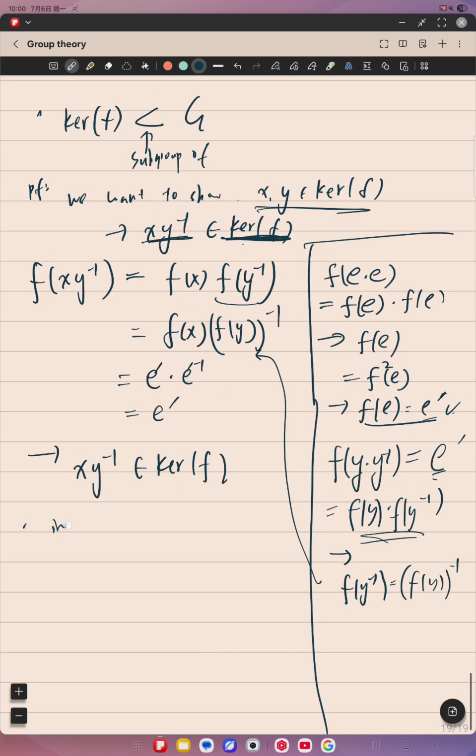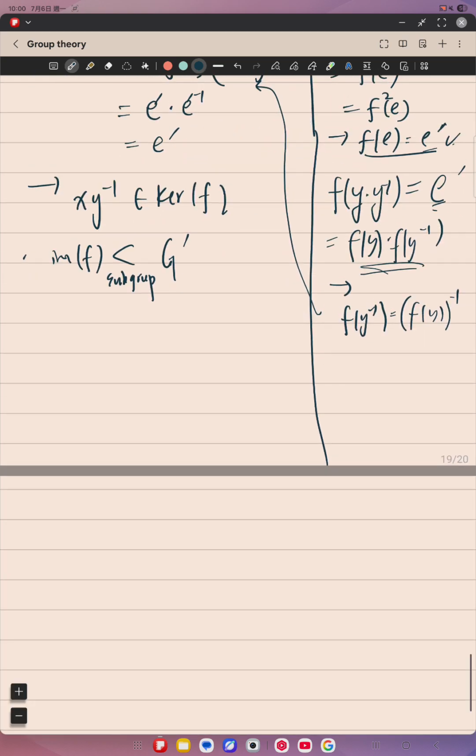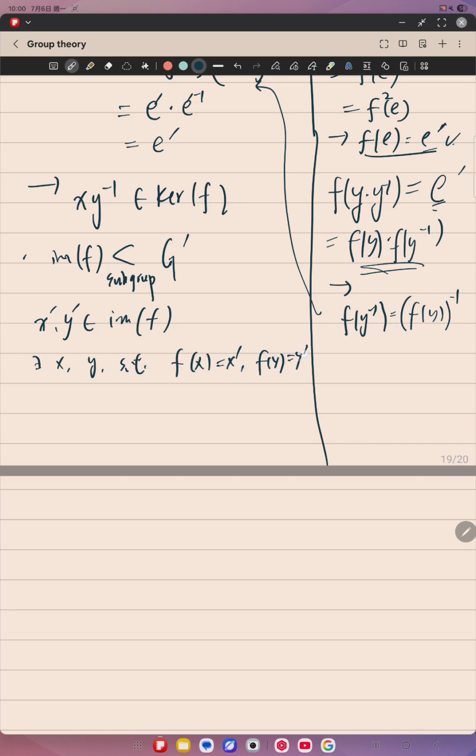And the image is also a subgroup of G prime. And this is fairly simple. If I take x prime, y prime in image F, then there is x and y such that f(x) equals x prime and f(y) equals y prime.